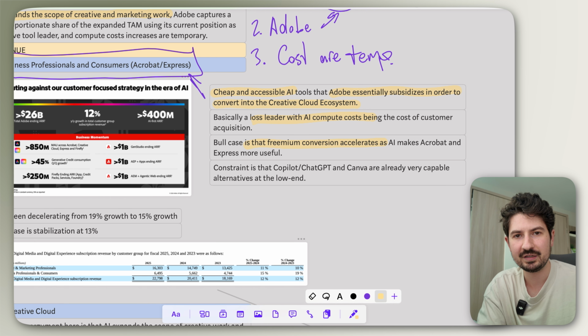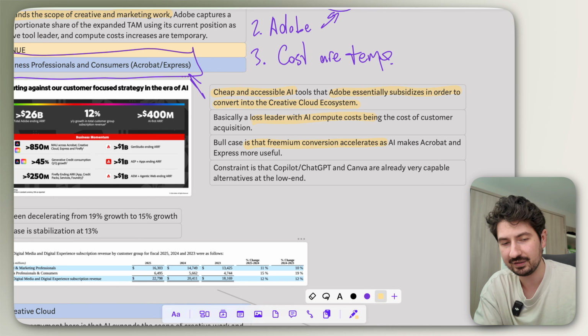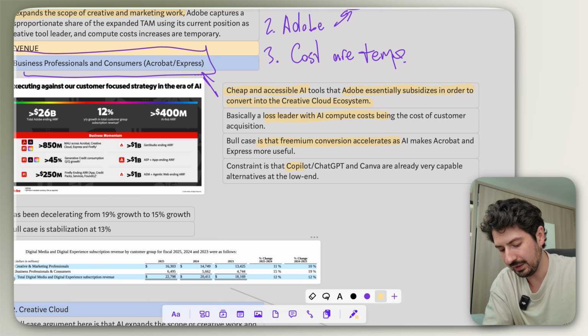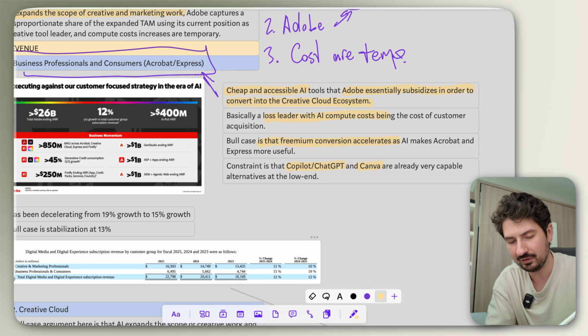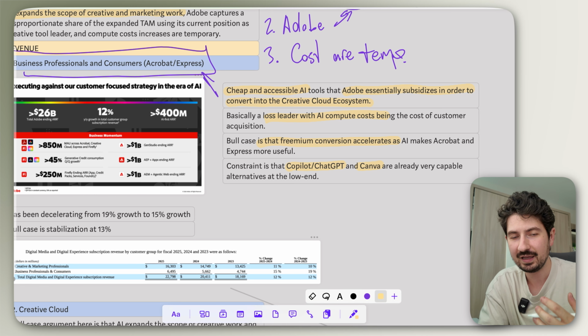The constraint to keep in mind here, which is going to exist in the bull case and the bear case, is that there is already a lot of good options for this kind of technology. Copilot, ChatGPT and Canva are all really capable alternatives at the low end.